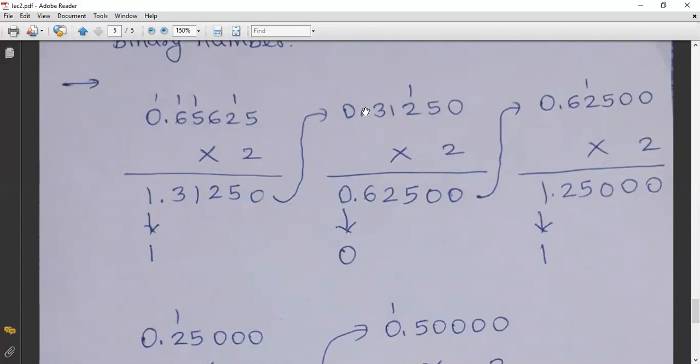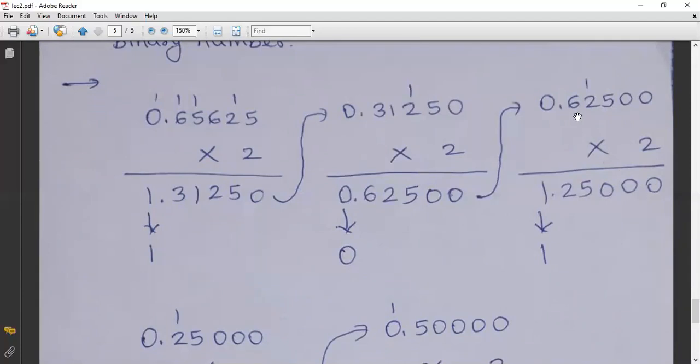So the number is now 0.31250 multiplied by 2. Now 2 zeros are 0, 2 5s are 10, carry over 1, 2 2s are 4 plus 1 is 5, 2 1s are 2, 2 3s are 6. So we get 0.62500. Now to the left of the radix point is 0. So extract this 0 and consider the remaining part for the next calculation.